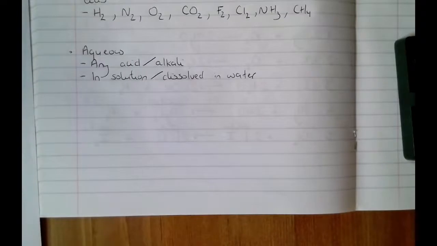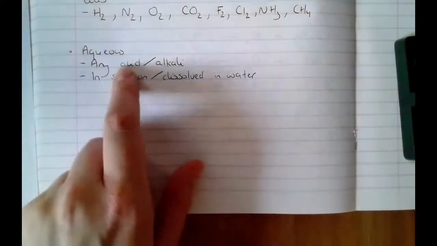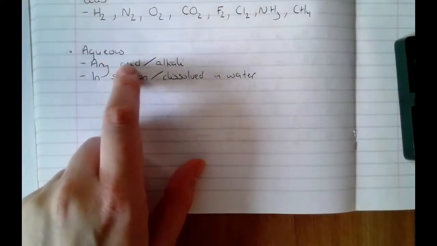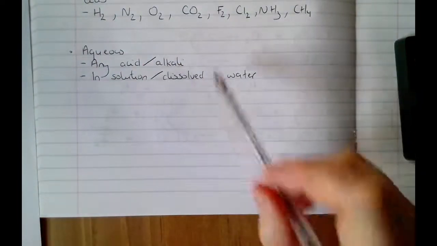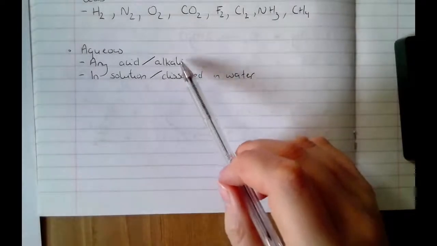So acids are always dissolved in water. So if you've got hydrochloric acid or sulfuric acid or nitric acid, and they tell you you've got an acid, that state symbol is always going to be AQ. The same with an alkali. If they tell you you've got an alkali, lithium hydroxide is an alkali, then you need to know that the state symbol is going to be AQ.